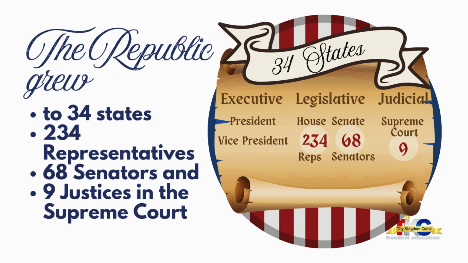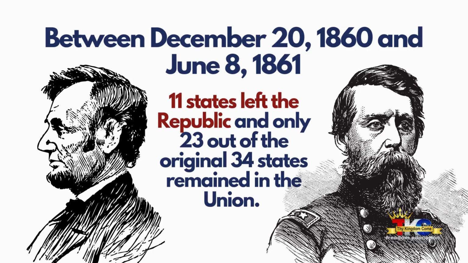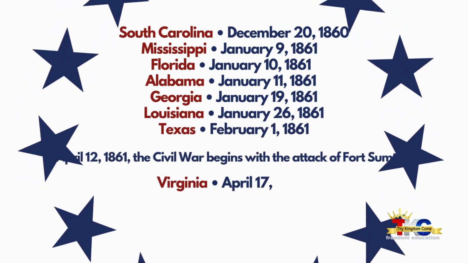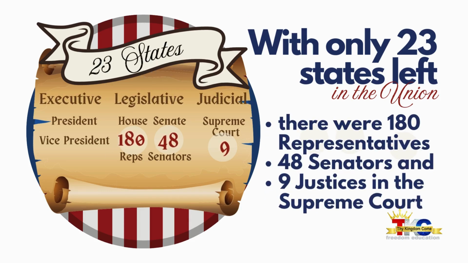The republic grew to 34 states, 234 representatives, 68 senators, and 9 justices. Between December 20th, 1860 and June 8th, 1861, 11 states left the republic, and only 23 out of the original 34 states remained in the Union. With only 23 states left in the Union, there were 180 representatives, 48 senators, and 9 justices in the Supreme Court.